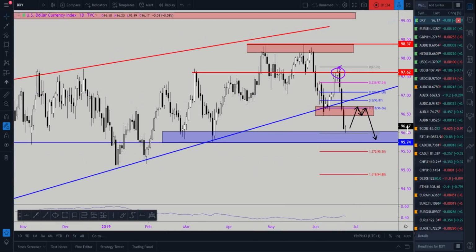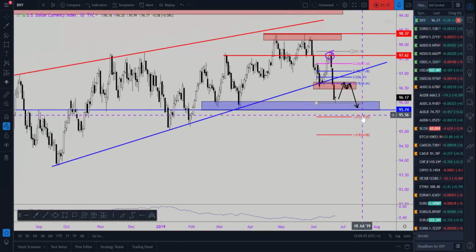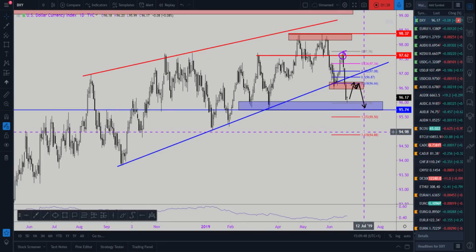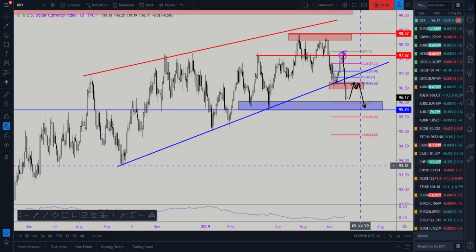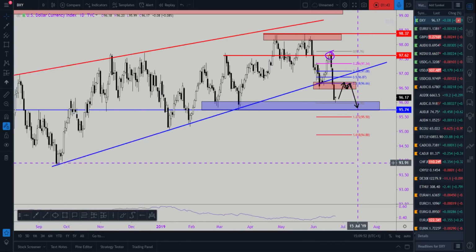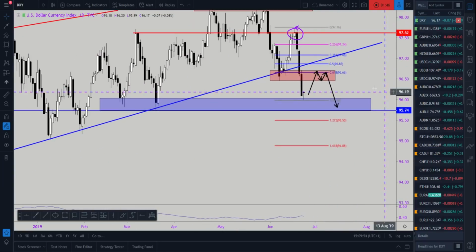If the market long term takes out these lows, $96, we expect 95 to be the next sort of area, and then if it breaks below that, heading into these 94s. Okay, but take it on a step by step basis.